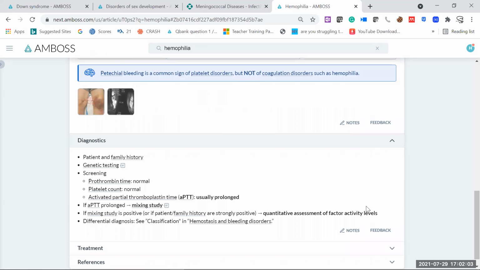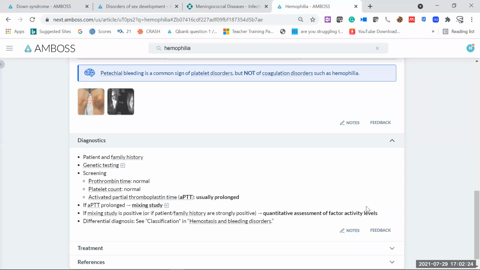So how are we going to diagnose these children? Of course, patient and family history, since it's genetic. Right from the beginning, we can screen with all the testing. You can go for PT, APTT, and everything. Clotting time will be prolonged, so you can see APTT will be prolonged here. But as such, there is no platelet dysfunction here, so you may find prothrombin time exactly normal in these patients.